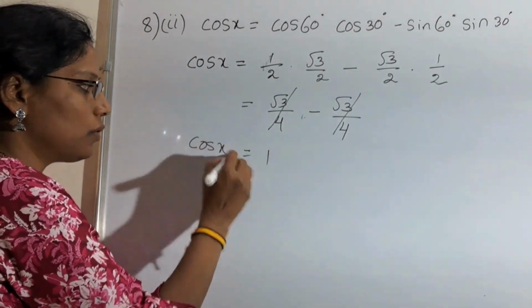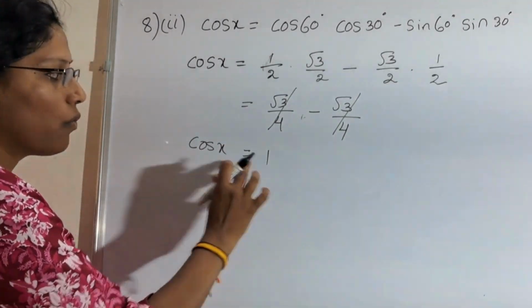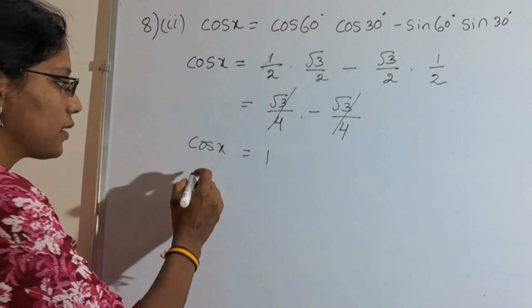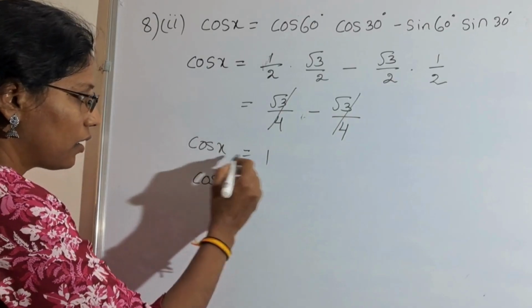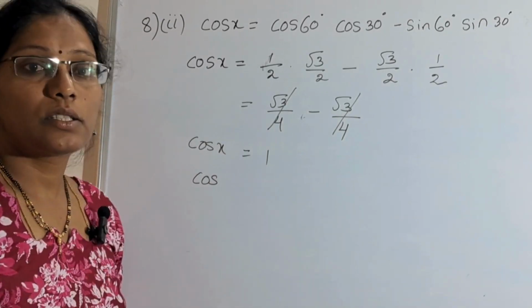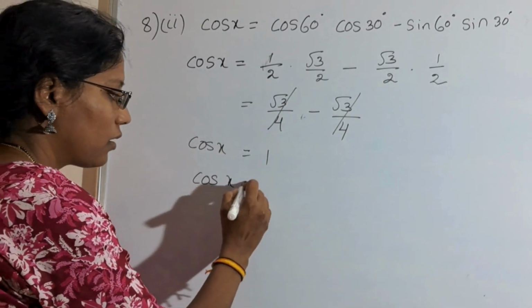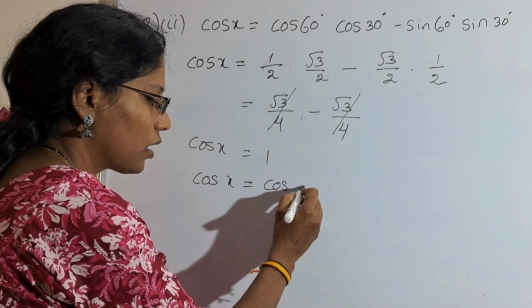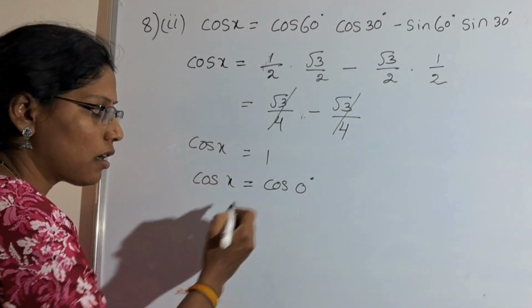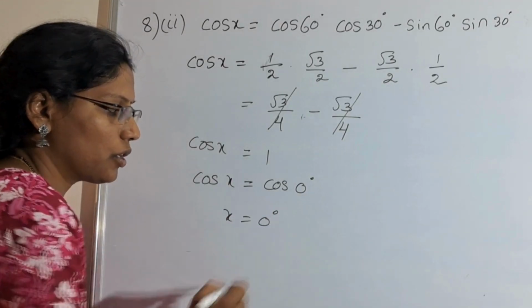Cos x is equal to 1. In the cos table, where does 1 come? Cos 90 is equal to cos 0 is equal to 1. Cos x is equal to cos 0 degrees. Cos cancels. x is equal to 0 degrees.